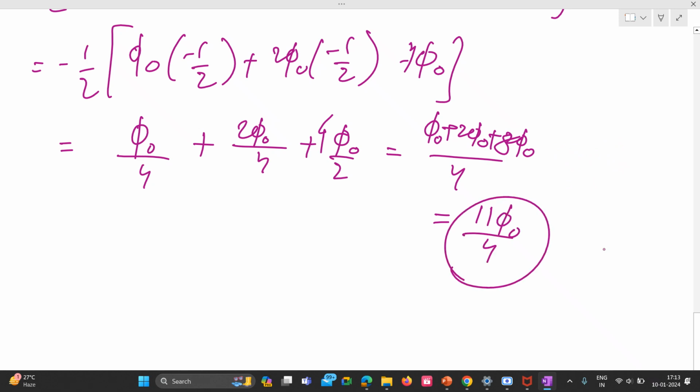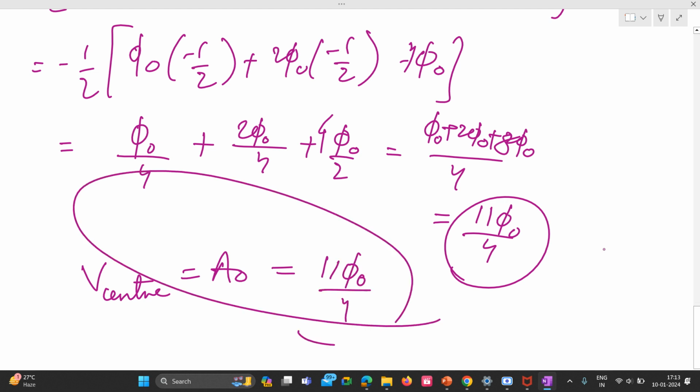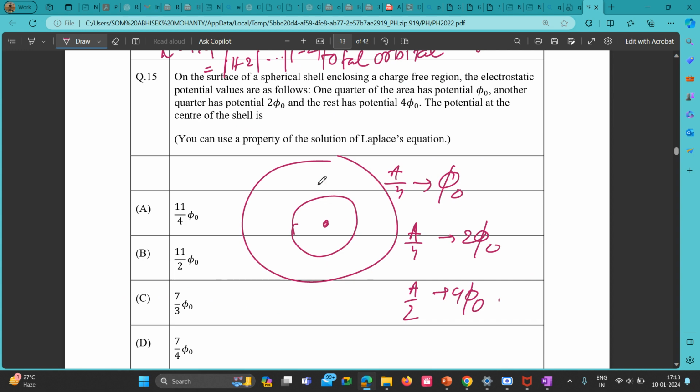The potential at the center is actually a naught. So 11 phi naught by 4. This is your answer. Alright. So it was question number 15, I think. So we'll move to the next question. Question number 15 over. 1 mark.